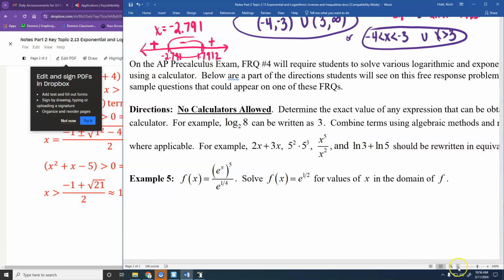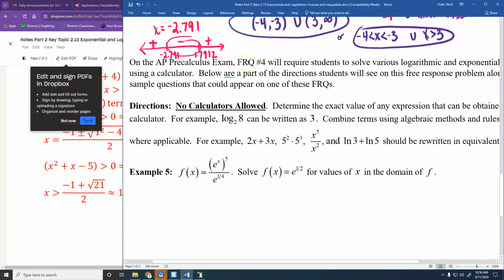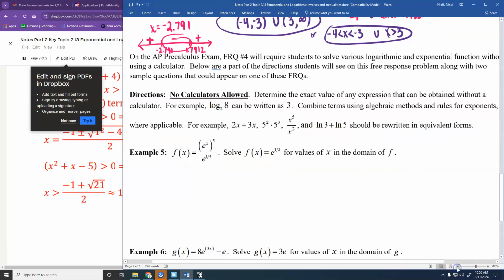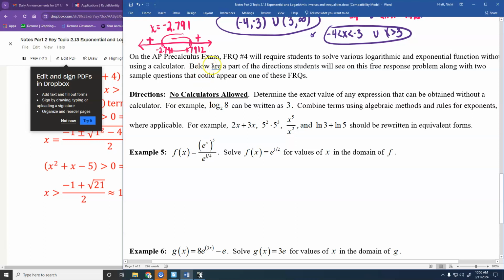on the AP PreCal exam, FRQ number 4 is going to require students to solve various log and exponential functions without using a calculator. This is a part of the directions you'll see. So on the AP exam, here's what they're going to require on that free response question as far as simplifying logs. So no calculators allowed. Determine the exact value of any expression that can be obtained without a calculator.